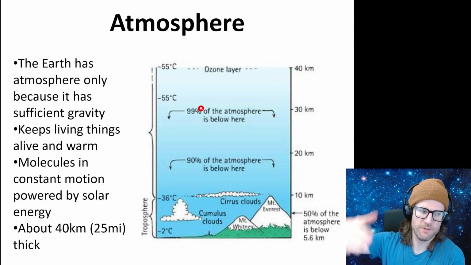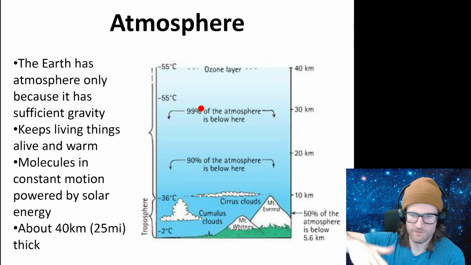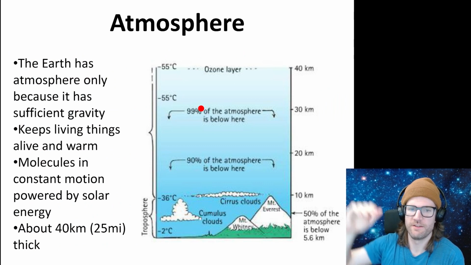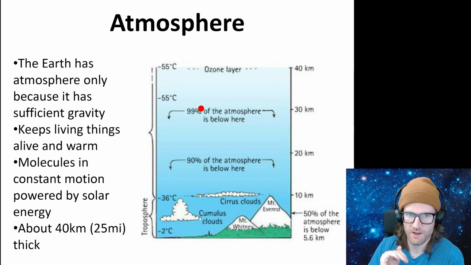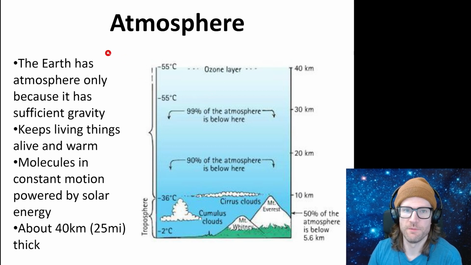Okay, the Earth's atmosphere is much less dense and much lower pressure high up, and much higher pressure and much higher density at sea level. And it's held in place. Its container is gravity. Keeps things warm and alive, that's for sure. Its molecules are in constant motion. It's about 25 miles thick.